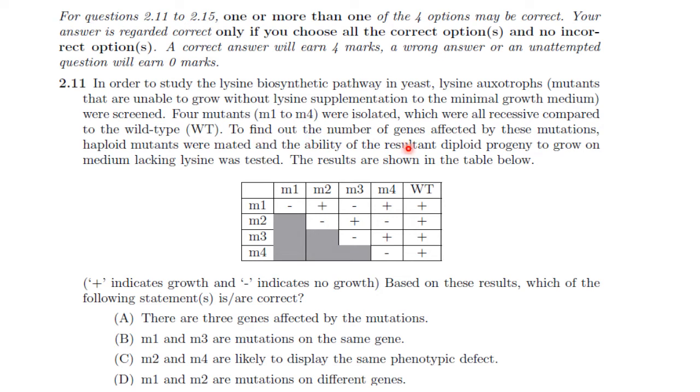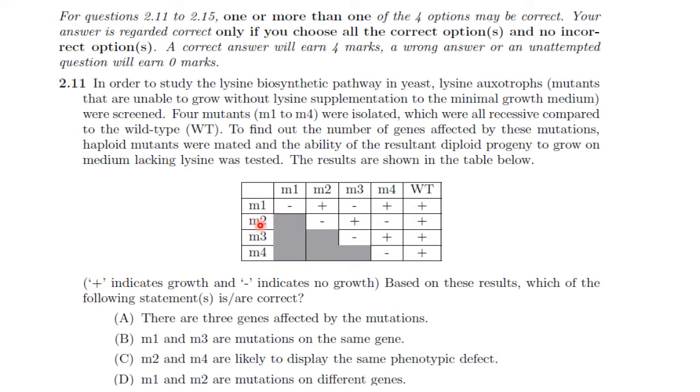To find out the number of genes affected by these mutations, haploid mutants were mated and the ability of the resultant diploid progeny to grow on medium lacking lysine were tested. The results are shown in the table below. Now here it is just given blank. Why? Because M2 on reaction with M1 is giving a positive. See here, M1 reaction with M2 is giving a plus symbol. That is, it indicates growth.